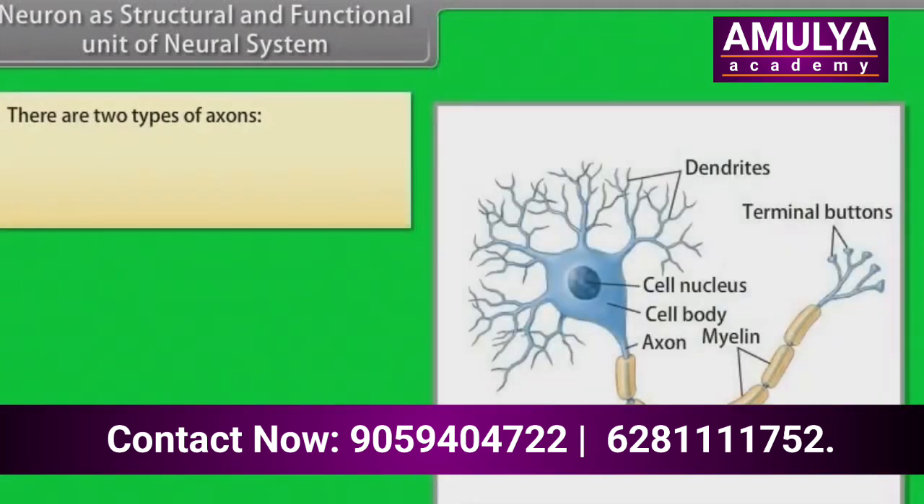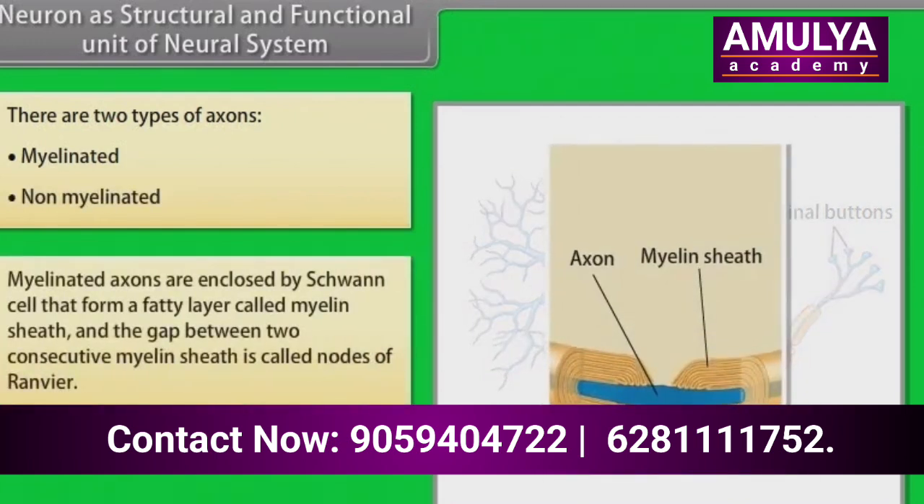There are two types of axons: myelinated and non-myelinated. Myelinated axons are enclosed by Schwann cells that form a fatty layer called myelin sheath, and the gap between two consecutive myelin sheaths is called nodes of Ranvier. Whereas in non-myelinated axons, there is no myelin sheath around the axon.